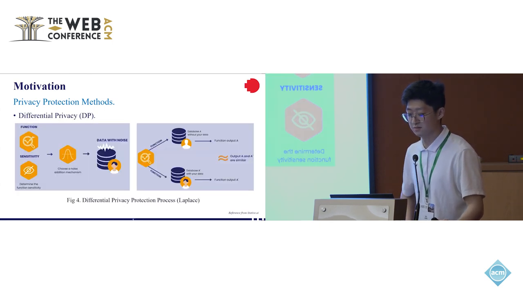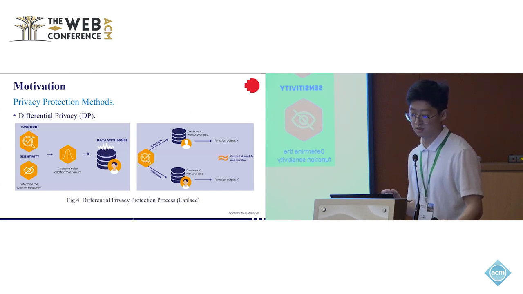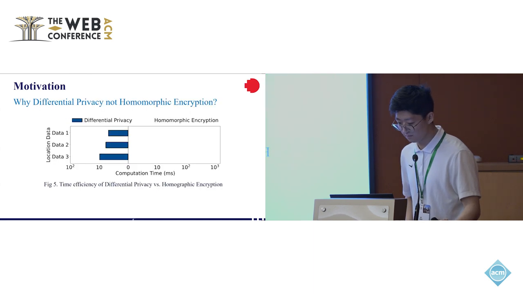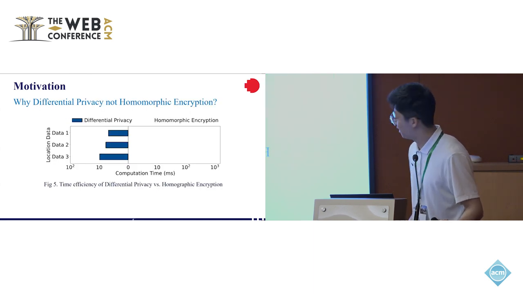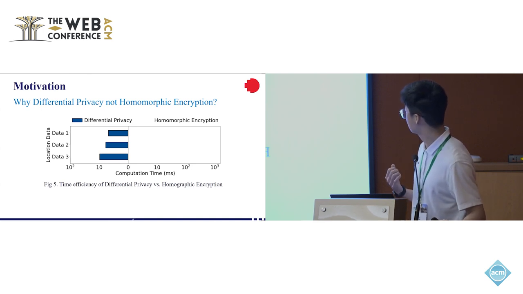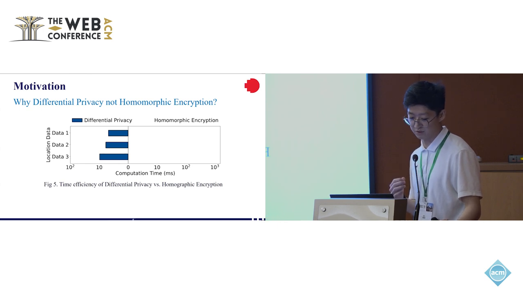Another protection method is differential privacy, which will add DP noise into the data. For example, the noise is drawn from the Laplace distribution. And we conducted a demo experiment to compare the performance of differential privacy and homomorphic encryption, and the results show that differential privacy would be much faster than homomorphic encryption.